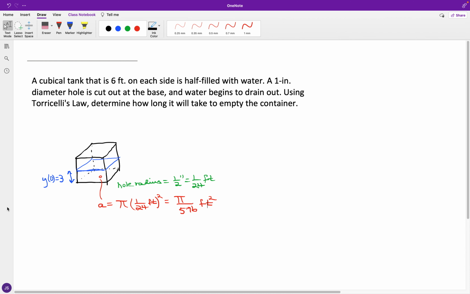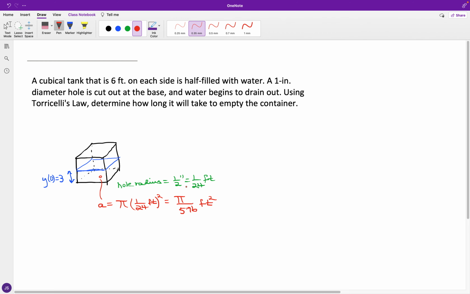Okay, so you have the cubical tank or container 6 feet on each side, and it is half full of water. So for the initial amount of water, the water level y is going to be at 3 feet, and at the base of the cubical tank we have a 1/2 inch radius hole. Again, 1 inch in diameter translates to 1/2 inch for the radius.